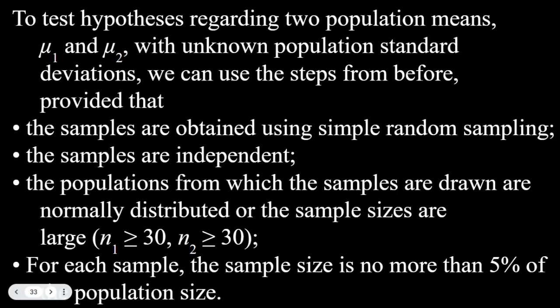To test hypotheses regarding 2 population means, mu1 and mu2, with unknown population standard deviations, we can use the steps from before, provided that the samples are obtained using simple random sampling, the samples are independent, the populations from which the samples are drawn are normally distributed or the sample sizes are large, which means, again, for us, n1 and n2 have to both be greater than or equal to 30. And for each sample, the sample size is no more than 5% of the population size. So it is the same conditions we had before. It's just that now we have 2 samples to work with.